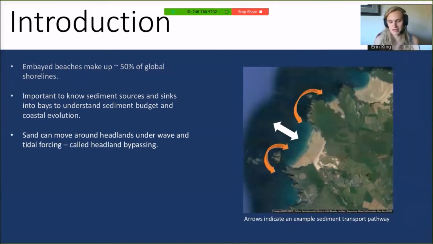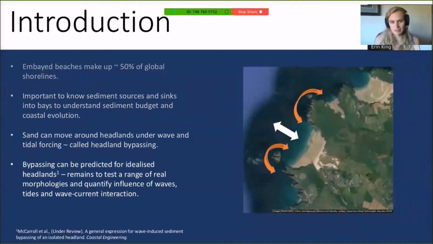Sand can move around headlands, highlighted here in orange, under wave and tidal forcing in a process that we call headland bypassing. Bypassing can be predicted for idealized headlands, and this is from a paper which is currently under review by Jack McCarroll in Coastal Engineering, shown in the text below here.